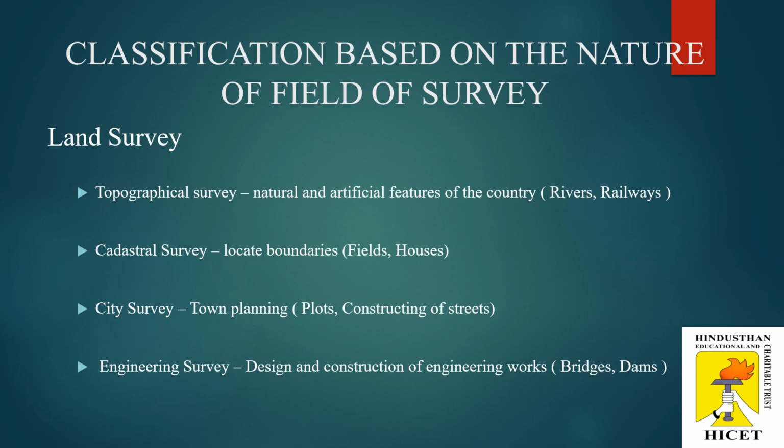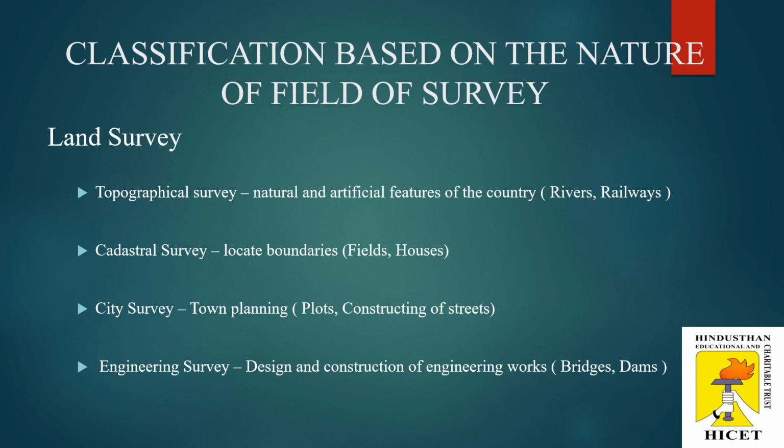Next one is engineering survey. This survey is used to collect the data for a design of a construction of engineering work such as roads, railways, bridges, dams. It is carried out in 3 stages of a survey known as site visit, second one a preliminary survey, third one is a final location survey. So like that the engineering survey may be done with the help of 3 different surveys. That's all about the land survey.